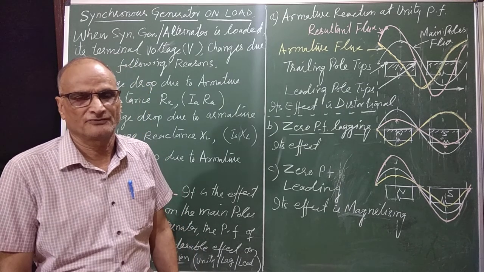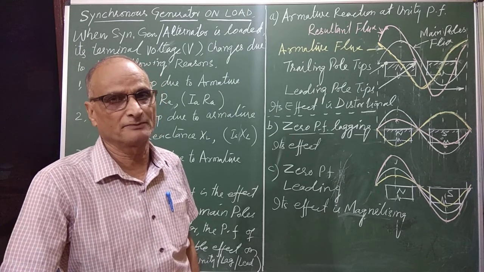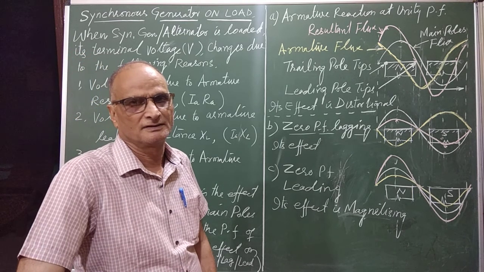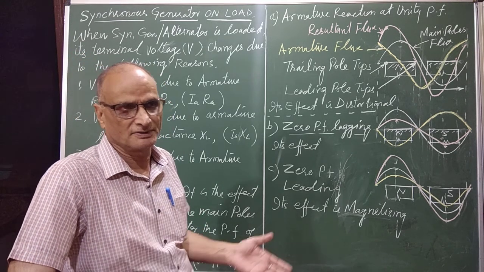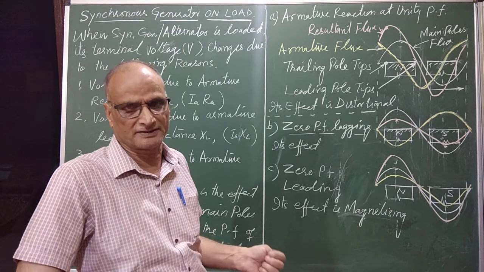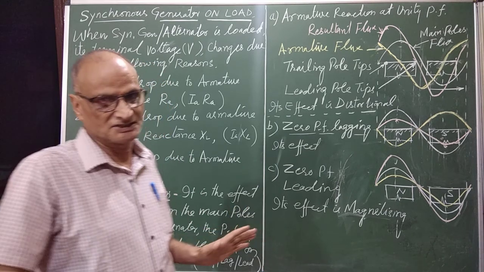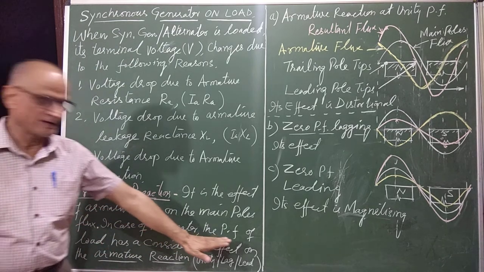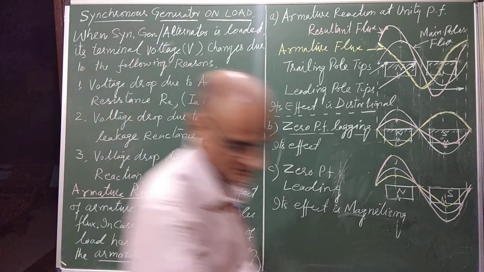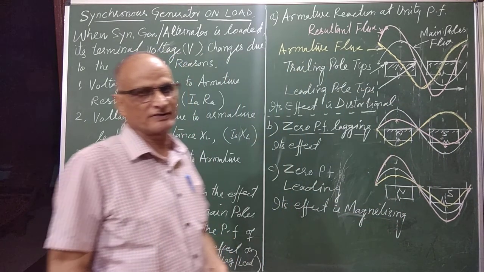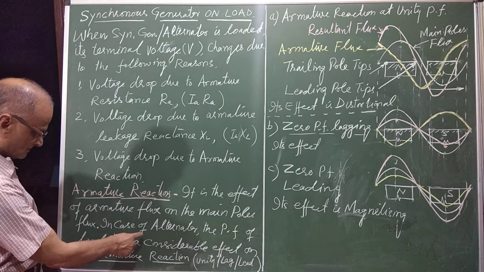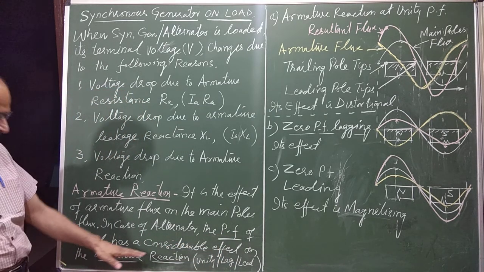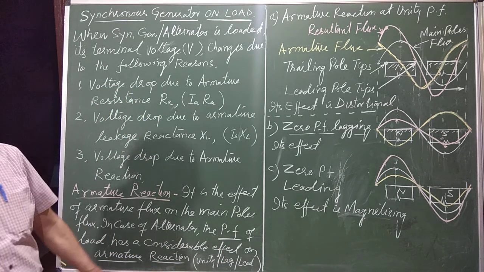The armature action is the effect of armature flux on the main pole flux. In DC generators, the armature action has a demagnetizing or cross magnetizing effect. But in an AC generator, it depends on the power factor of the load, this is a very important point. In a DC machine there is no power factor, but in AC generators or alternators, the power factor of the load has considerable effect on the armature action.